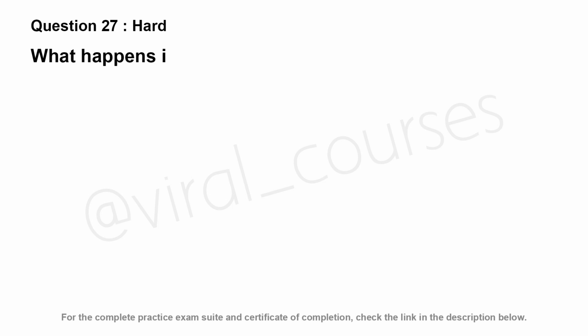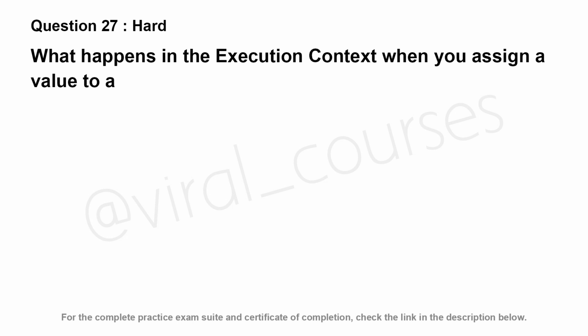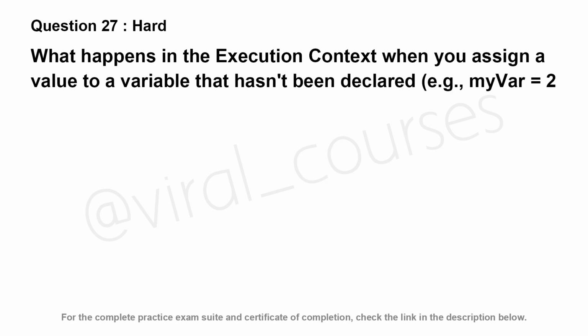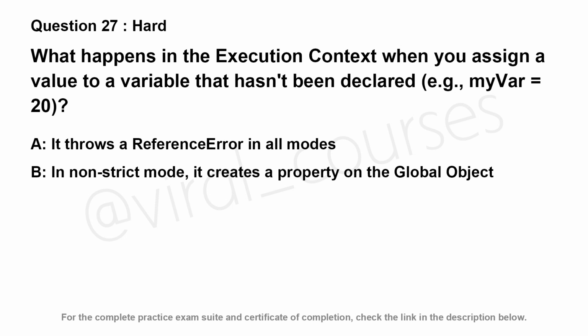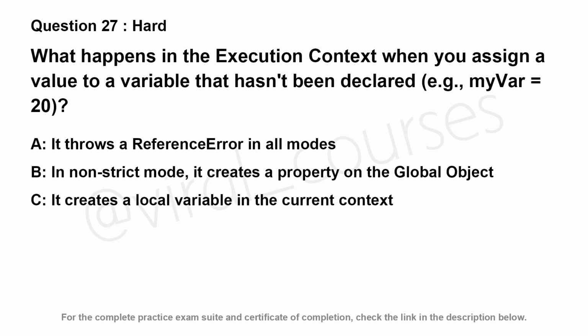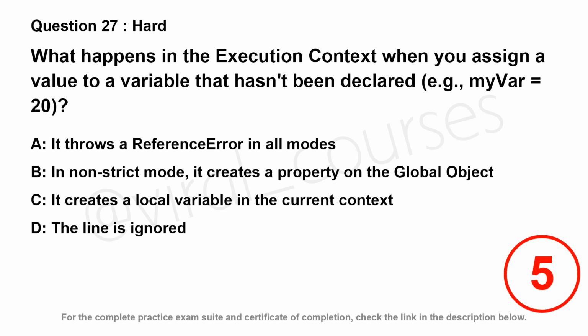What happens in the execution context when you assign a value to a variable that hasn't been declared? E.g., myVar = 20. Option A. It throws a reference error in all modes. Option B. In non-strict mode, it creates a property on the global object. Option C. It creates a local variable in the current context. Option D. The line is ignored.